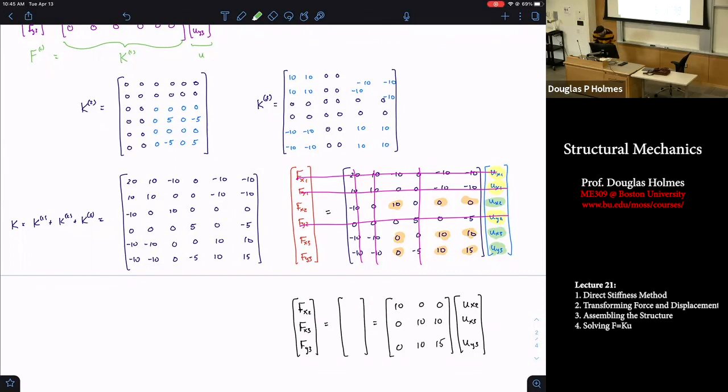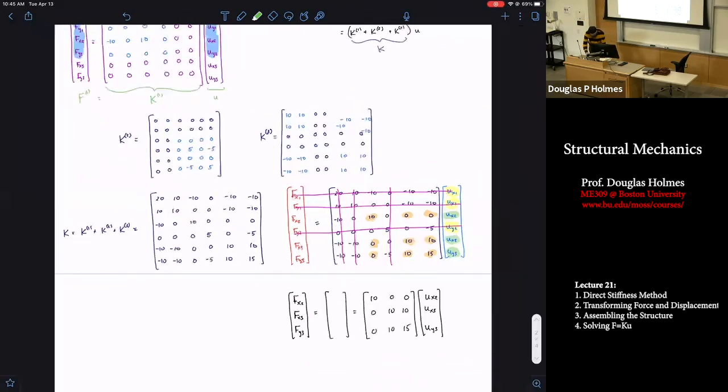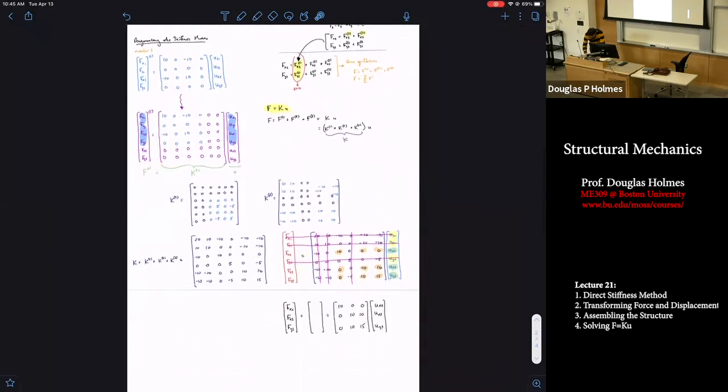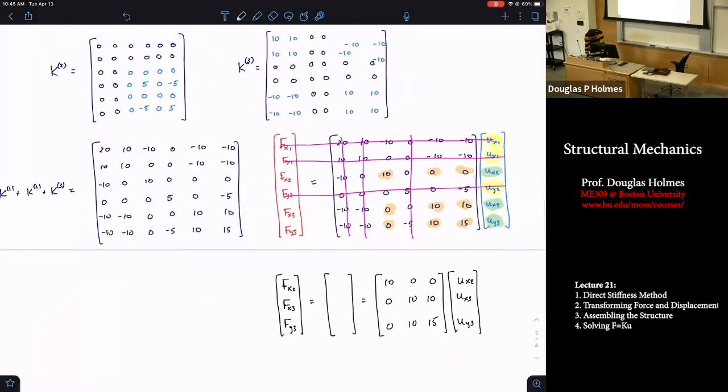But we do know something. We know that there is an applied force of 2 and 1 on node 3, and there's no applied force at node 2. So I can come back down here and I can fill those out with what we know. I can say that this thing is 0. Fx3 is 2, that was given. Fy3 is 1. And now we can solve for our unknown displacements.